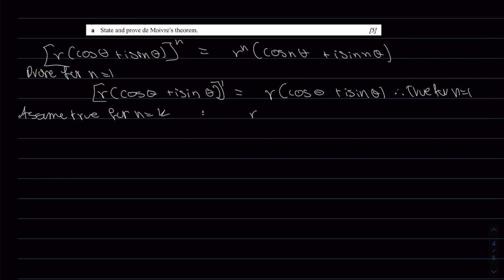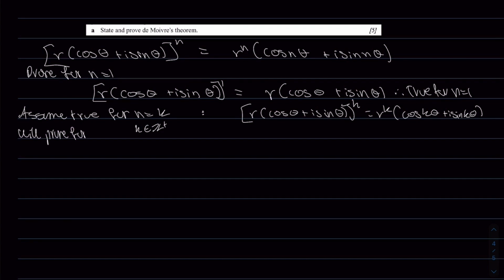Then we need to assume it is true for n equals k. k is any arbitrary integer, and we just rewrite the exact same thing we wrote for the complex number raised to the power of n. It is important that we know that k is a positive integer. So the aim is to prove that it is true for n equals k plus 1.